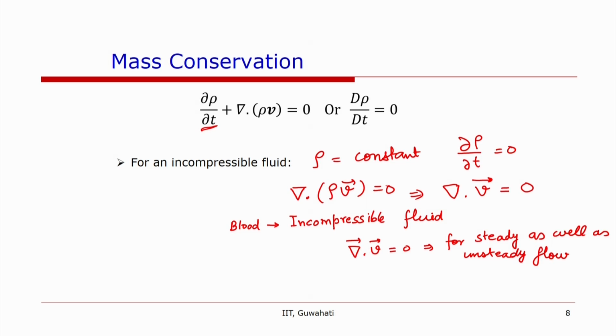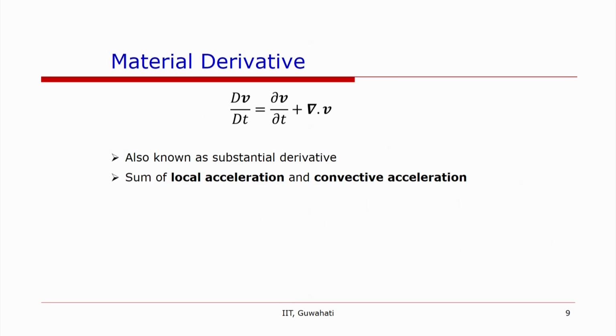If you want to expand this, you can write del Vx over del x plus del Vy over del y plus del Vz over del z is equal to 0. For a one-dimensional flow, you will have the equation as del Vx over del x is equal to 0, and so on and so forth. Okay, so that is the mass conservation equation.